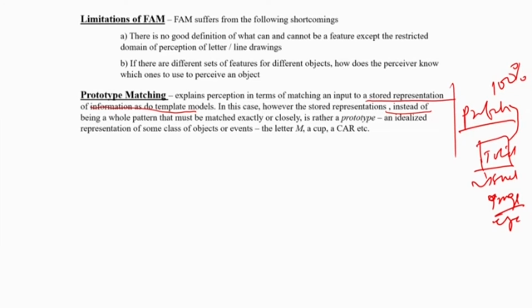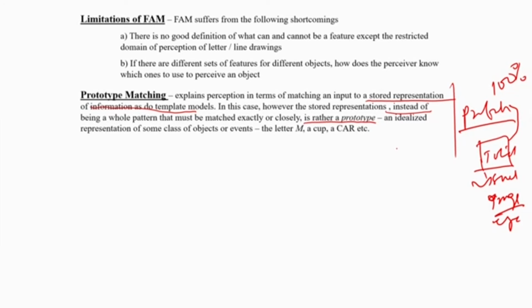So, that is the job of the brain, and one of the things that the prototype matching model does is ease the task of the brain by making an assumption that the input coming from the visual system is matched in terms of probabilistic similarities rather than in terms of complete similarities. So, instead of a whole pattern that must be matched, it is how closely it matches, and that is a prototype.